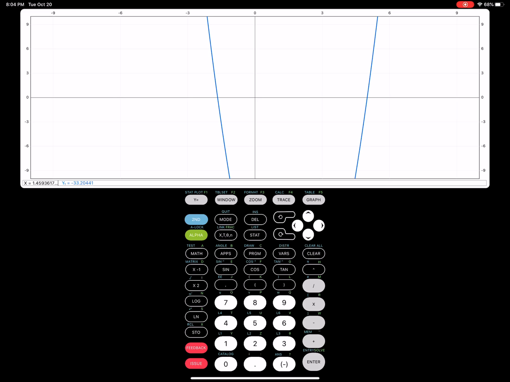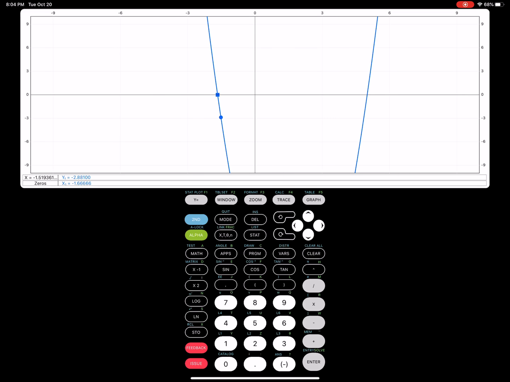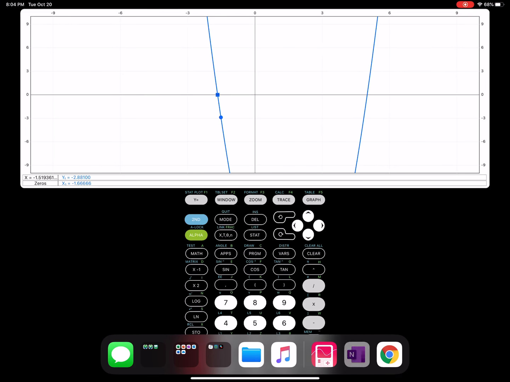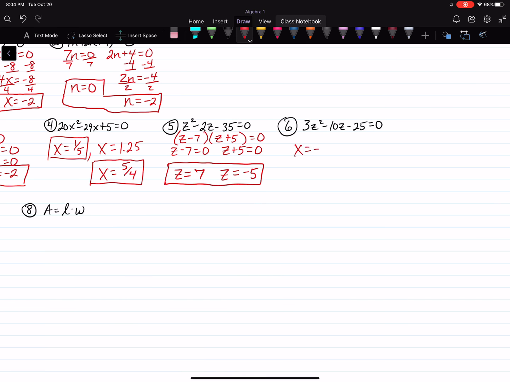There are the answers. So I hit second trace, number 2. Go left of the 0. That'll work. Enter. Go right of the 0. I only have to hit enter once. You have to hit enter twice. Okay. It says my x is -1.66666666, so -1.666 repeating. I don't want you to leave it like that. Let's figure out what is 1.666 repeating. You can stick that in your calculator and just hit math, enter, enter. It is 5/3. So x equals -5/3.